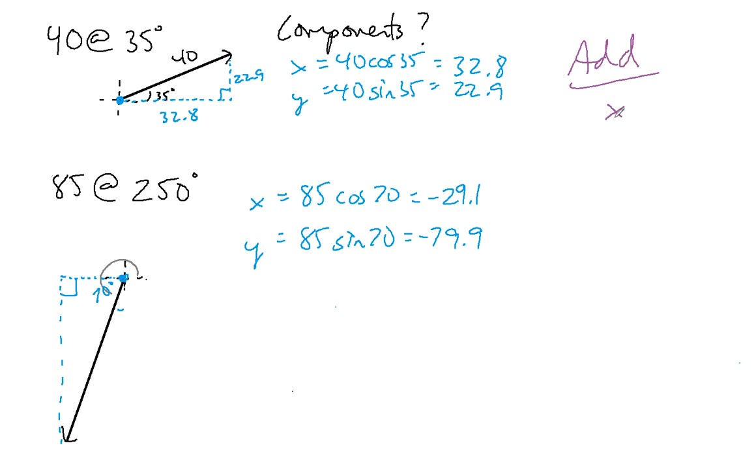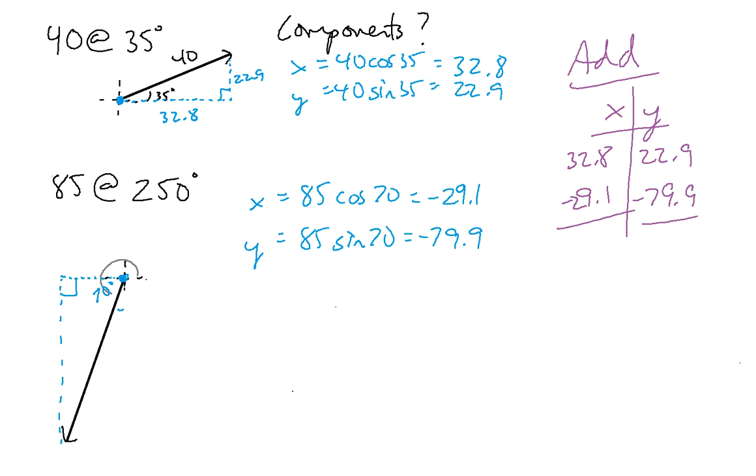And it's really common to use a little XY chart to help organize. So for the first one, my x component was 32.8. My y component was 22.9. For the second one, x component was negative 29.1 and negative 79.9. And then I am going to total those together.